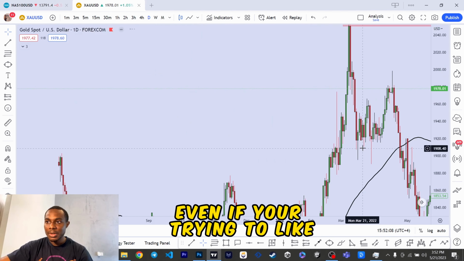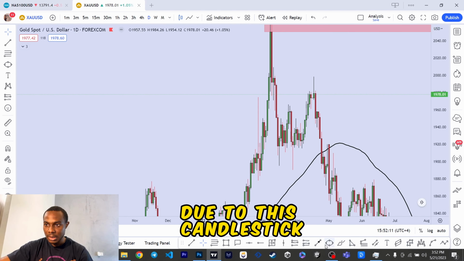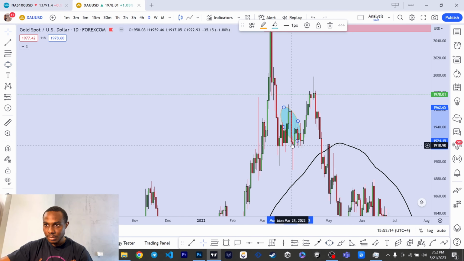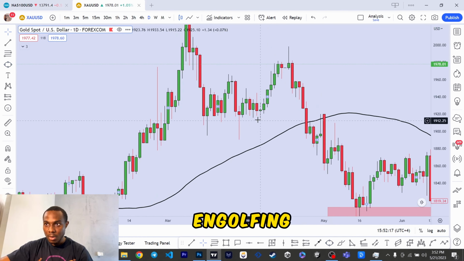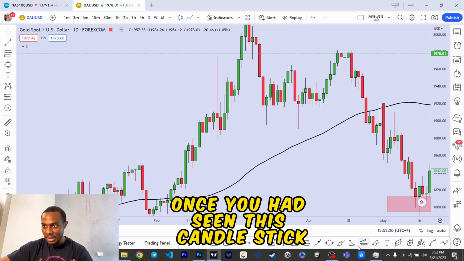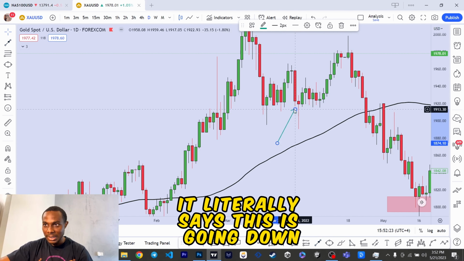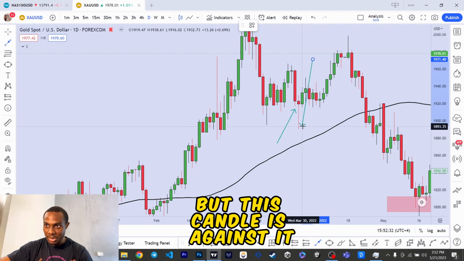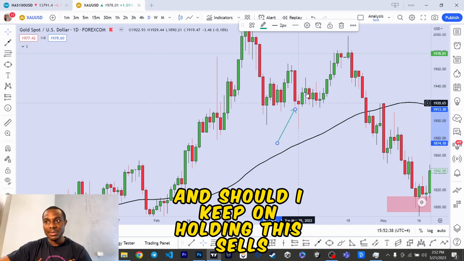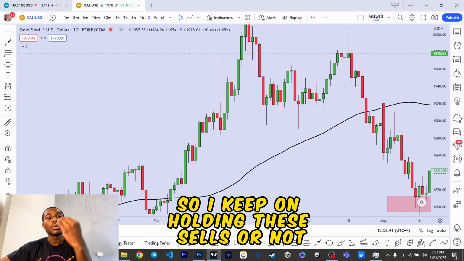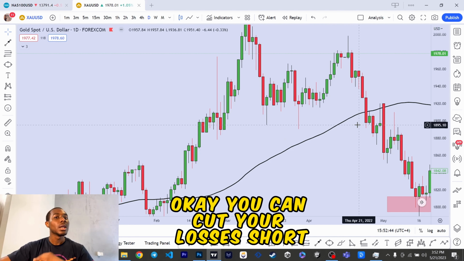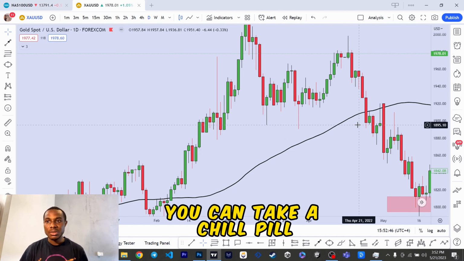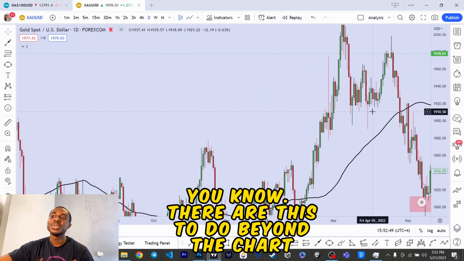So over here, even if you're trying to take a sell because of that engulfing, once you had seen this candle over here, this pin bar, it literally says this is going down. This candle is going down, but this candle is against it. So over there, you should contemplate: should I keep on holding these buys or sells or not? It tells you, okay, you can cut your losses short, you can take a chill pill, you can relax. There are things to do beyond the chart.